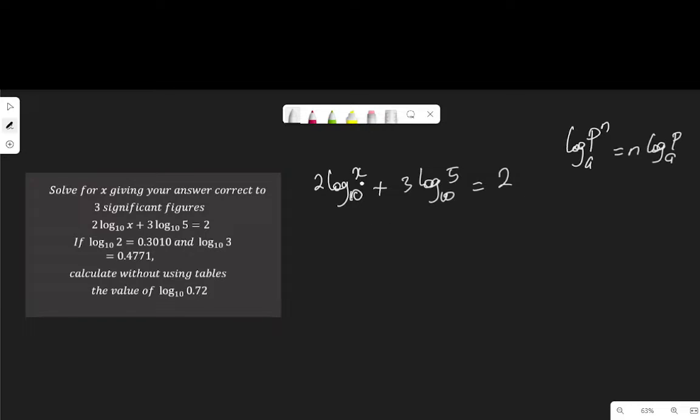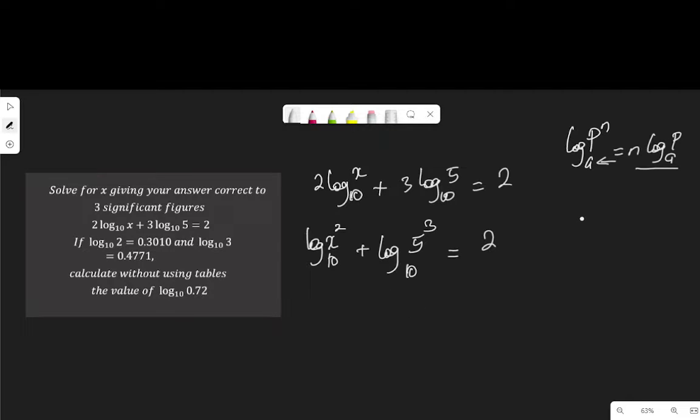So as it is, the term here, this very term here, is in this form. So I want to turn it to this form. So if I apply that here, we have log x to the power of 2 to base 10 plus, I also apply the law here, I have log 5 to the power of 3 to base 10 is equal to 2.